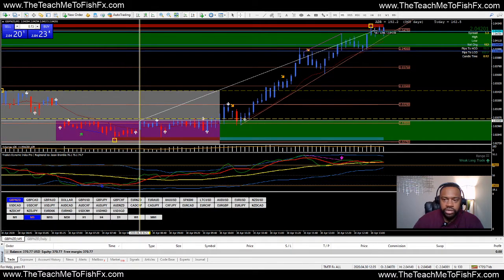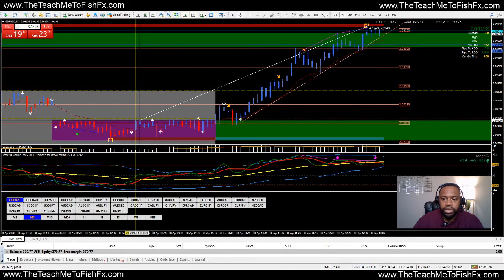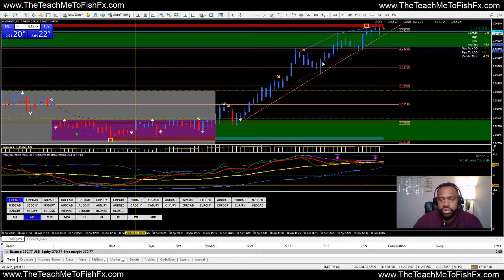And again, you can pretty much just ride it until the next exhaustion point. So this was a 126 pip profit range, right? Not saying that you're going to get all those 126 pips, but you definitely have potential doing that.